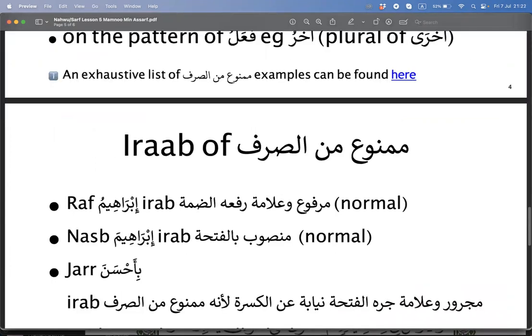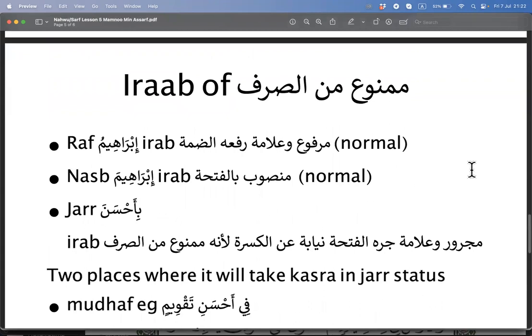Whenever you have a word that has no tanwin, we learned about the absolute no, right? La plus an indefinite ism. So la ilaha, la ikraha. That's the first reason for it to be like that. The second reason for it to be like that is this mamnu min as-Sarf.